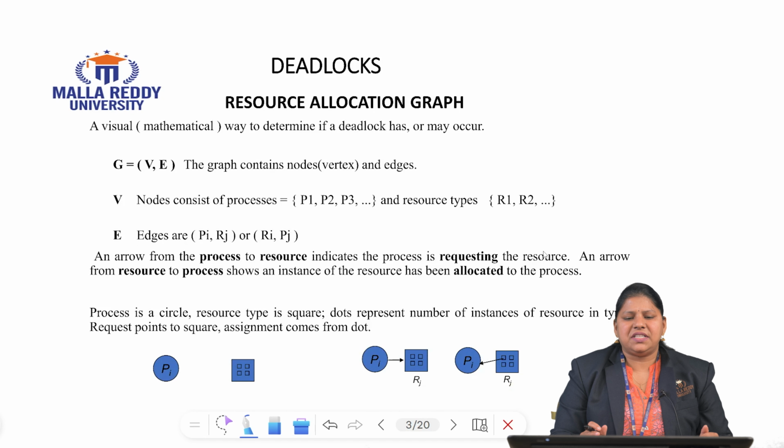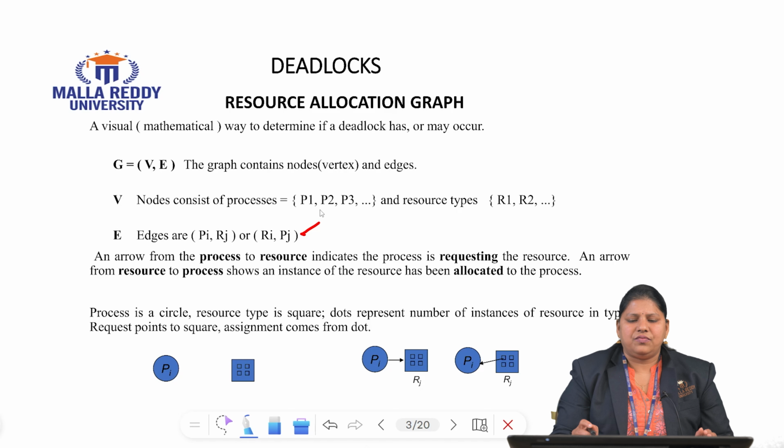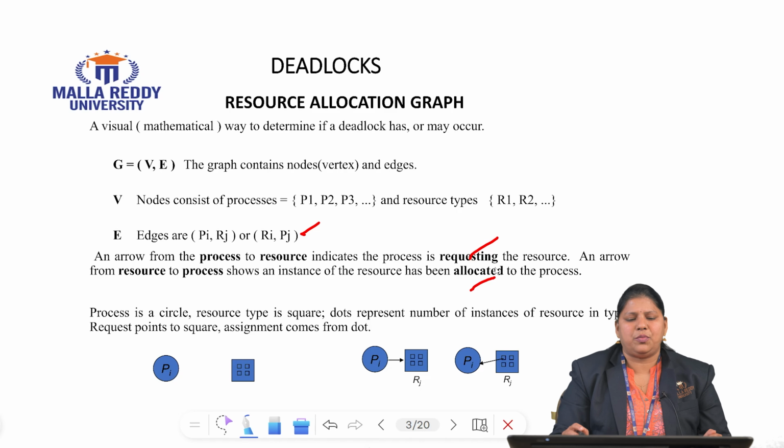A mathematical representation to determine if deadlock has occurred is the resource allocation graph. The graph contains vertices and edges. Vertices are processes P1, P2, P3 and so on, and resource types R1, R2 and so on. Edges are Pi to Rj and Rj to Pi. An arrow from a process to a resource indicates requesting the resource, and an arrow from a resource to a process shows that an instance has been allocated to the process.